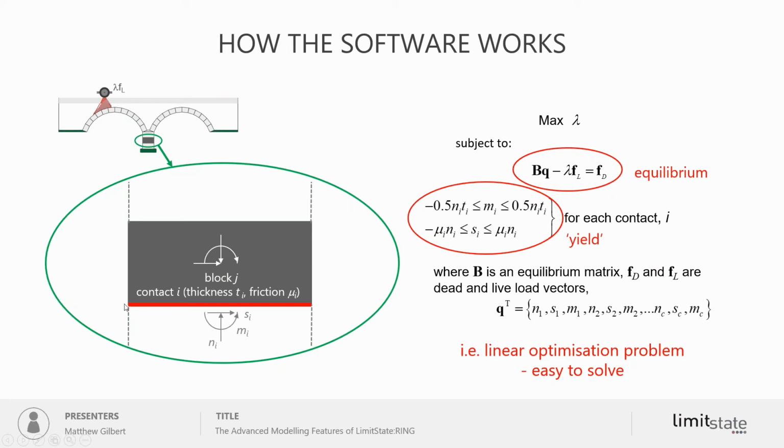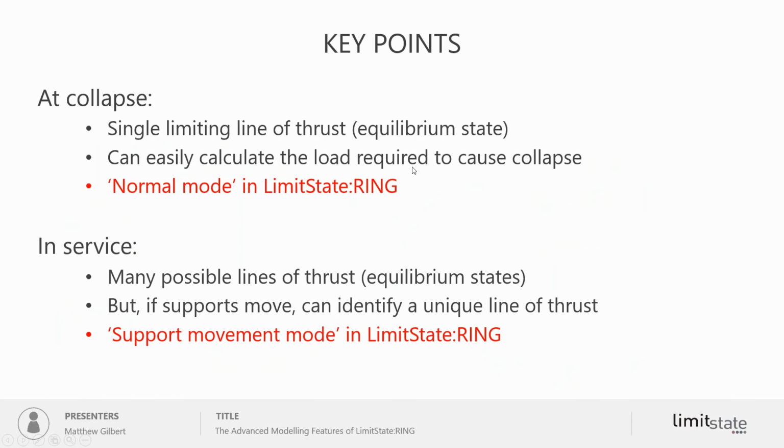We also look at the contacts that lie between the blocks. So I've highlighted one in red. And for each and every one of those contacts, we check that the yield condition is satisfied. When I say yield in the context of masonry, I mean frictional sliding, and also rocking, and also combined rocking and crushing of the masonry. We've actually just got pure rocking and pure sliding for sake of simplicity shown on this particular slide. But the key thing is the statement at the bottom there. This boils down to a linear optimization problem, which is easy to solve.